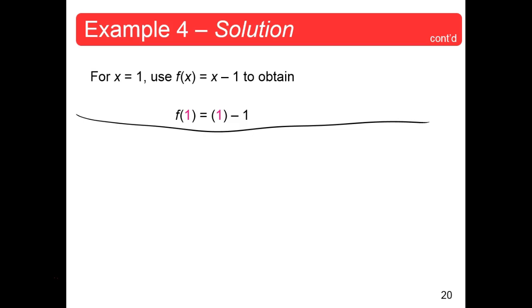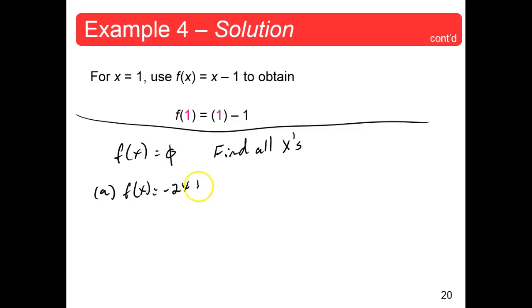For all real values of x, or find all the real values for x for which f of x is equal to 0. You're looking for x. Find all x's that make that true. When, in the a part, f of x is equal to minus 2x plus 10. Okay? How would you do that? One way would be start plugging in numbers.